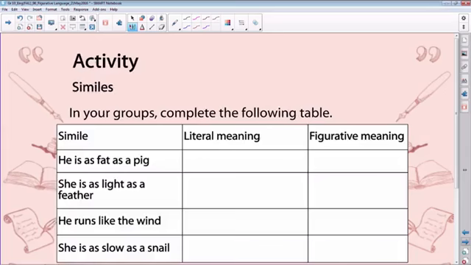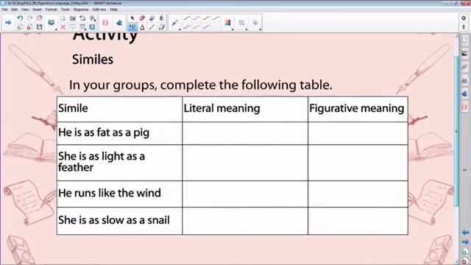Here I have a table, okay, and I've got 4 similes. He is as fat as a pig. So we know that's a simile. We can identify that as a simile because we have the word as. And then the second one, she is as light as a feather. Again, we know that's a simile because we have as and we have as. And then the third, she runs like the wind. We know that's a simile because we can identify the word like. And she is as slow as a snail. There we have as and as.